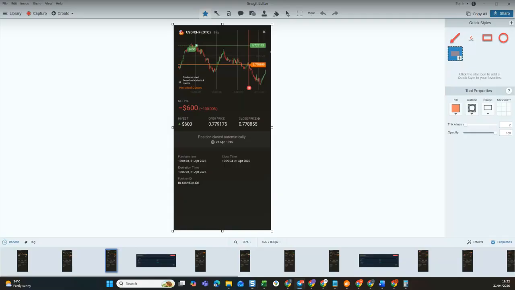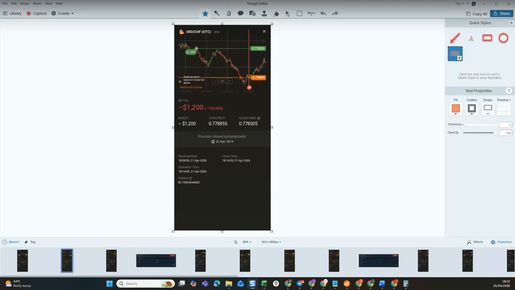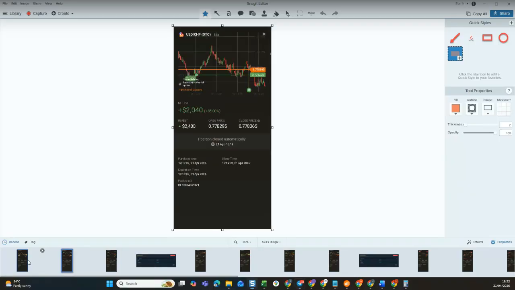Let's get ready. Post 1, post 2, post 3. So this is 240, if I'm not mistaken.